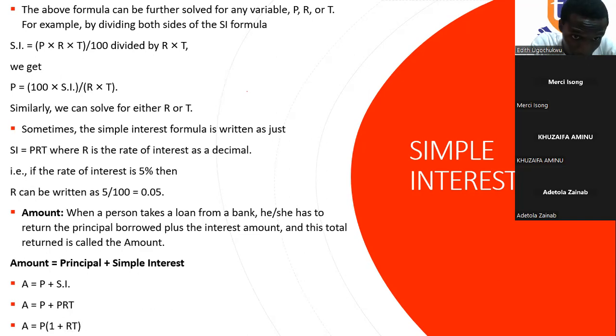Oh, it's even on the slide. Sorry for stressing you, but I believe we have gotten it. If you look at the slide I just moved to, the down part, you see A equal to P plus I, that's simple interest. Then your A is equal to P plus PRT. The PRT is still the same thing as PRT over 100. So the same thing I asked you to do is what we have there. So we can see it.